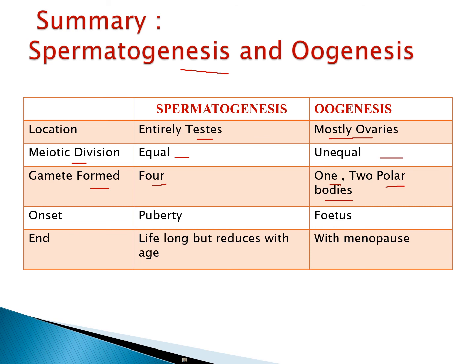Spermatogenesis begins at the puberty stage, while oogenesis starts from the fetus. End time. Spermatogenesis is a lifelong process, but it reduces with age, while oogenesis ends once the menstruation stops in the female. So this was all about spermatogenesis and oogenesis.